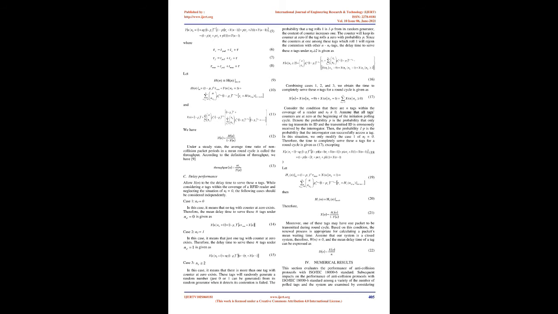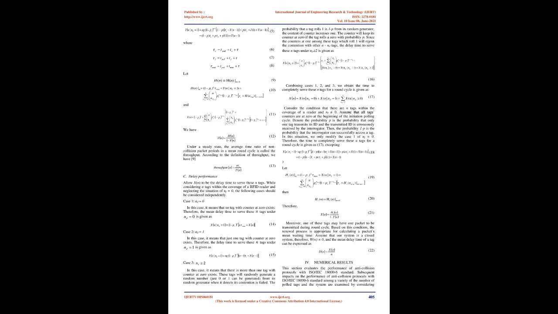In this case, it means that there is more than one tag with counter at 0. These tags will randomly generate a random number, just 0 or 1 can be generated, from its random generator when it detects its contention to be failed. The probability that a tag rolls 1 is 1 minus pc from its random generator, and the content of counter increases by 1. The counter will keep its counter at 0 if the tag rolls a 0 with probability pc. Since the counters at 1 among these tags which roll 1 will rejoin the contention with other nd tags, the time to completely serve these n tags for a round cycle under the condition that there are nd tags with counter 0 is given as (7) to (9).